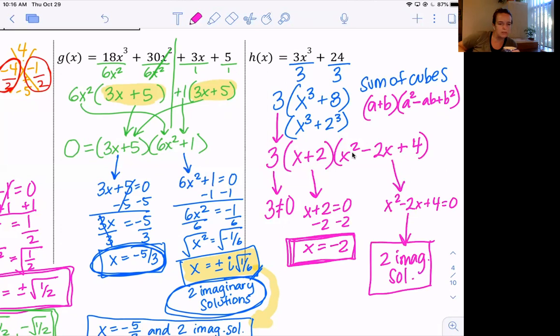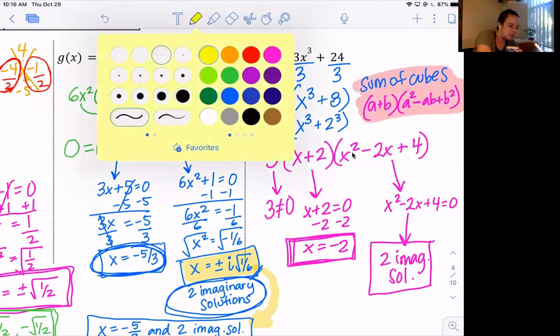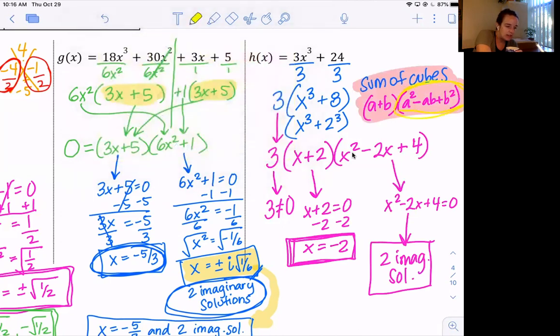Is that only for the sum of cubes or for sum and difference? It is for sum and difference of cubes. So when you have the sum or the difference of cubes, this section right here, choose another color, this section right here is always going to give you 2 imaginary solutions for sum or difference, both of those. That was a great question in the chat.